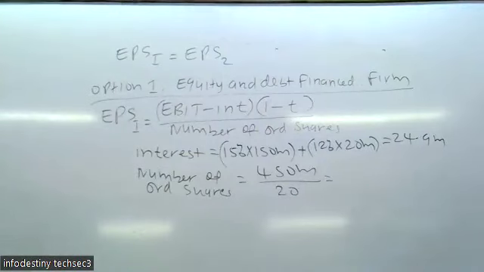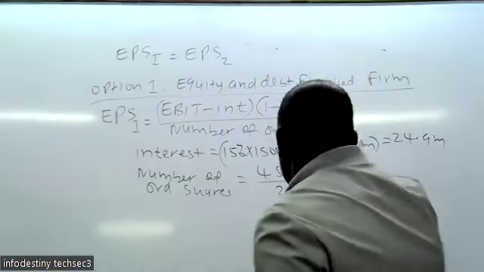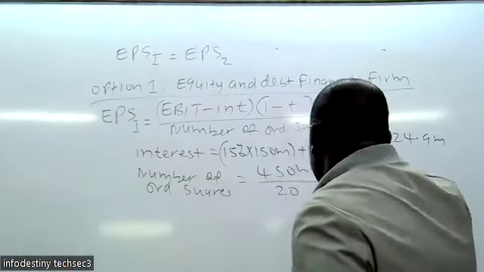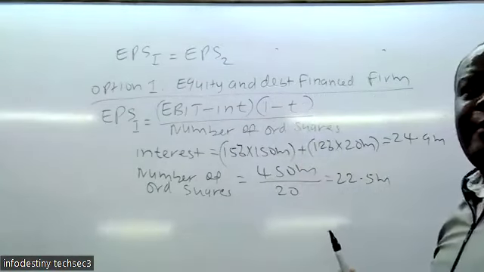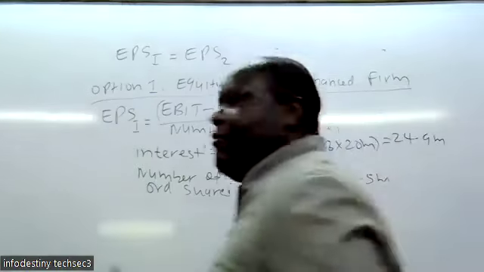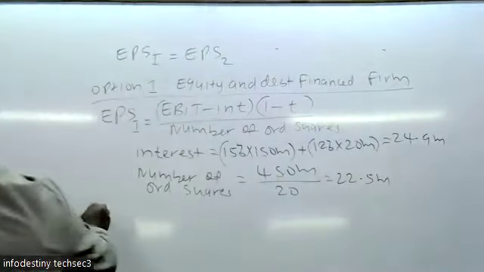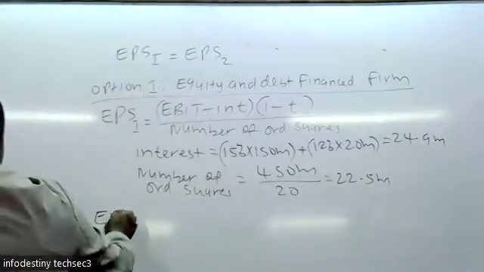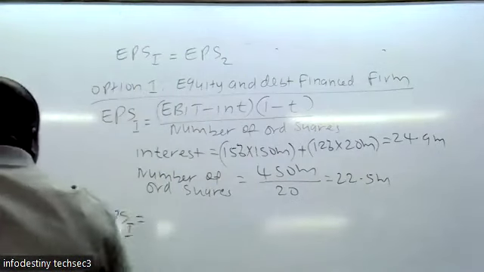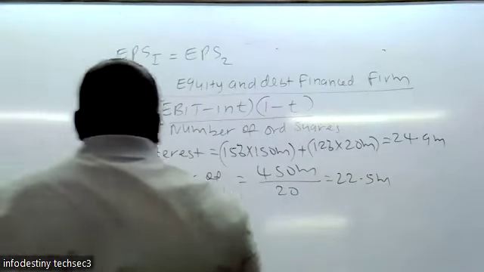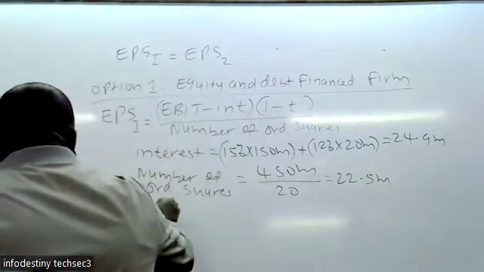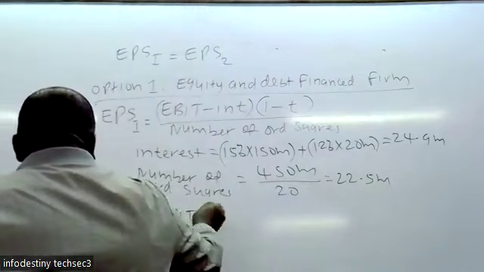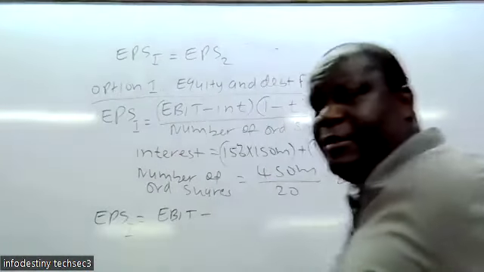So that will give us which figure? Sorry? 22.5. So we go back to our formula, whereby earnings per share for option 1 will be equal to earnings before interest and tax. We don't know that figure. It's one of the items we want to compute.